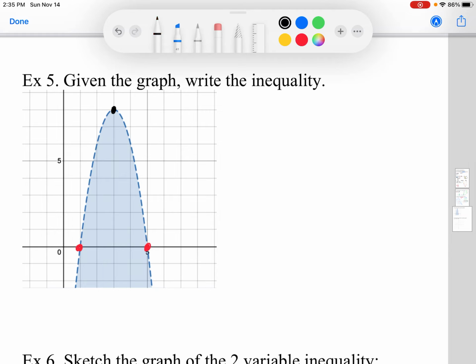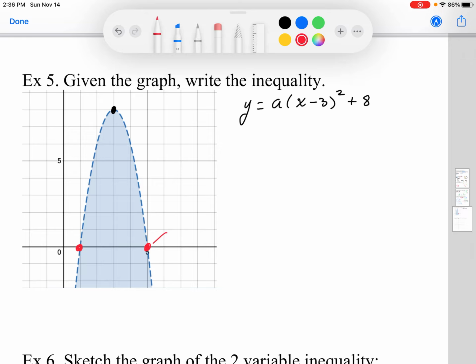So I'm going to stick with the graphing form. I'm going to write my graphing form equation as an equal first and then work out the inequality after. My vertex is at positive 3, positive 8, so I write my graphing form: y equals a times (x minus 3), remember to square it, plus 8. Then I have to solve for my a value.